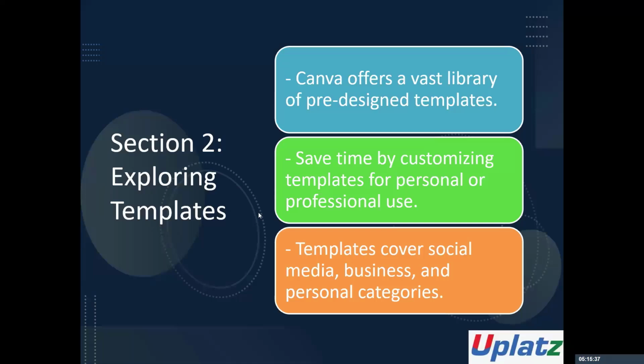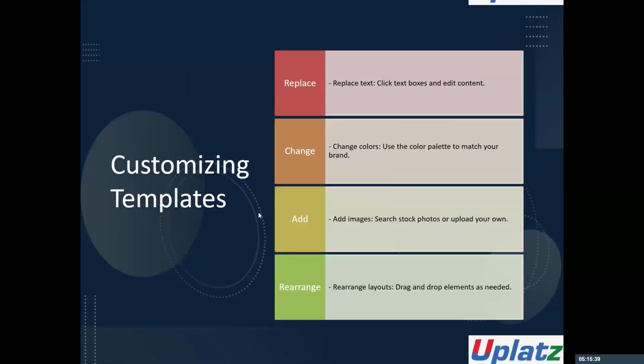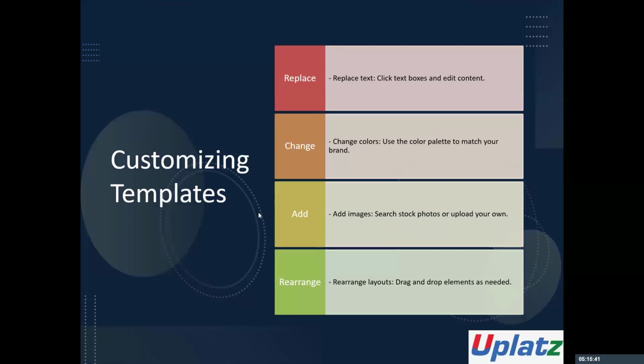Section 2 is focusing on exploring all the templates. Again, we can customize the templates as per our wish and as per the requirements. Customizing templates is a very important feature in Canva. So what are the customizations which we can perform? We can replace the text by clicking on the text boxes and edit content. That's how we can replace. We can change colors. We can use the color palette to match our specific brand.